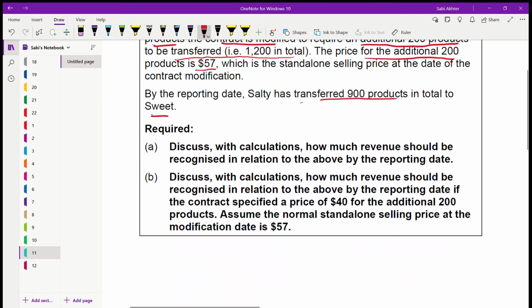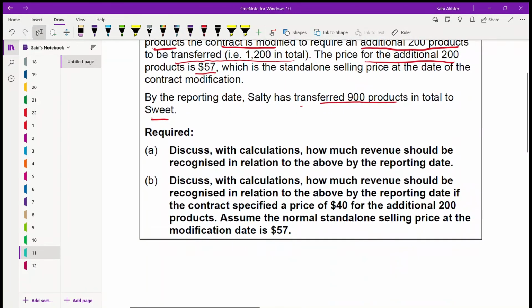Next. A and B. Discuss with calculations how much revenue should be recognized. Now you need to do calculations here to recognize the revenue. B, again discuss with calculations. So you need to calculate and also discuss. How much revenue should be recognized in relation to the above by the reporting date?